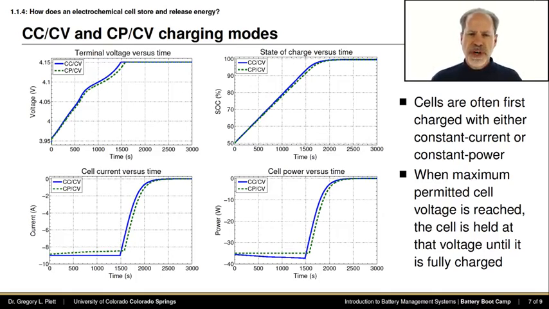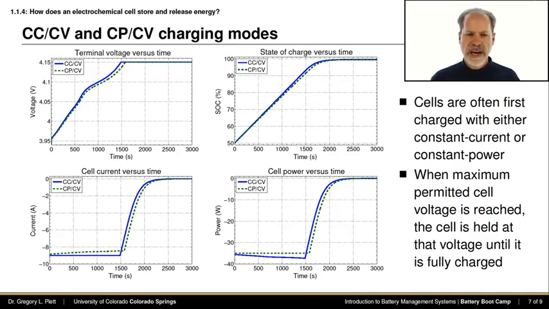It's possible to charge a battery cell quite quickly at the beginning without violating this maximum voltage limit, but as soon as we hit that maximum voltage limit, we have to turn down the charge rate in order to protect the battery cell and therefore to protect the user also. And so the final 10% or 20% of the charge often takes as much time or nearly as much time as the first 80% of the charging period.